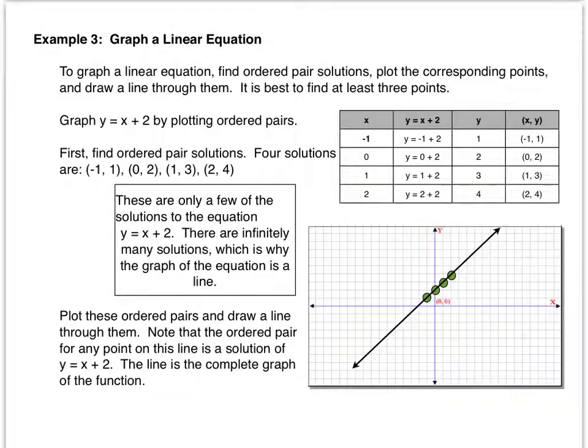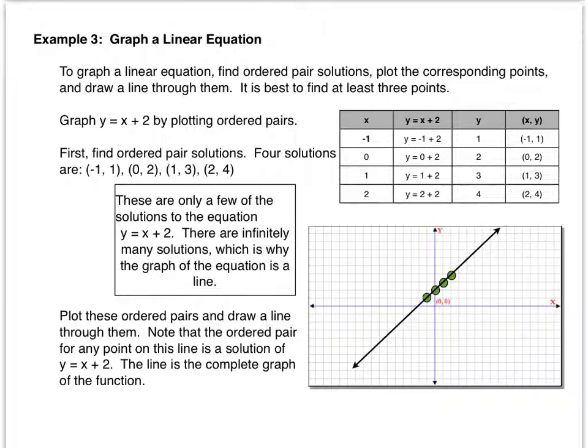Let's look at example 3 and graph a linear equation. To graph a linear equation, we're going to find ordered pair solutions, just like we have in the previous examples, plot the corresponding points on a coordinate plane, and draw a line through them. Now it's best to find at least 3 points. We're going to find 4. Technically you can find 2 to get a line, but if you do make a mistake on the 2 points, you may not get an accurate line.